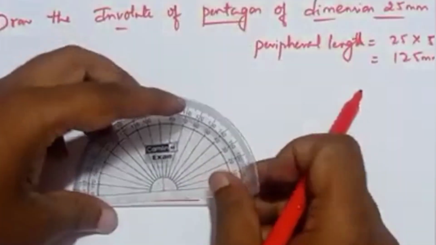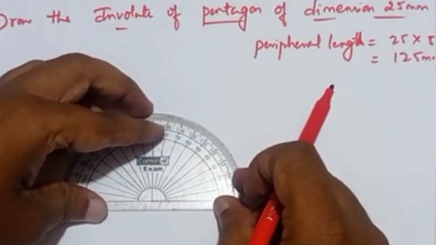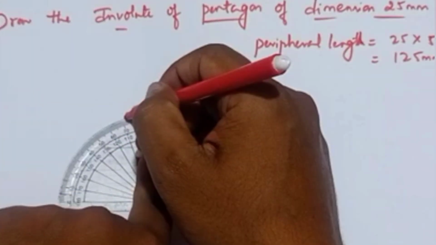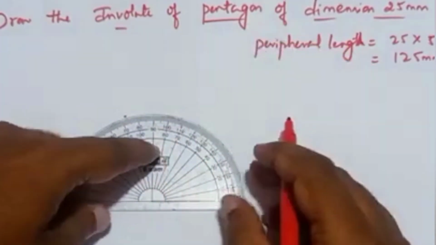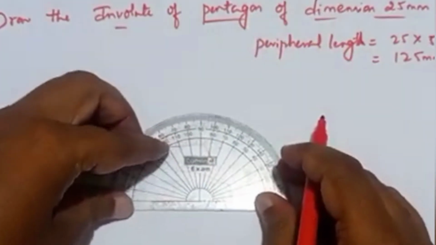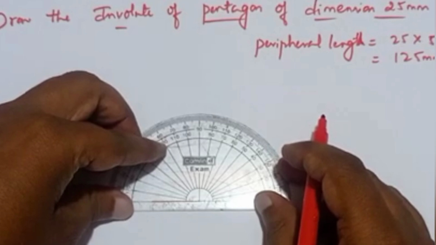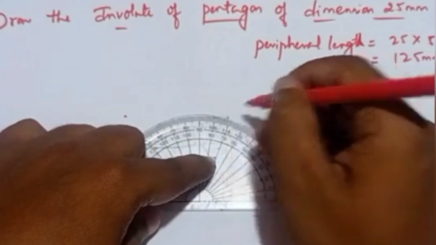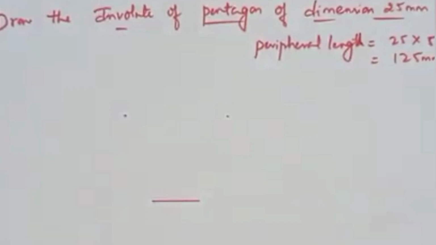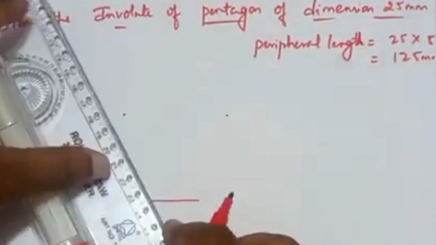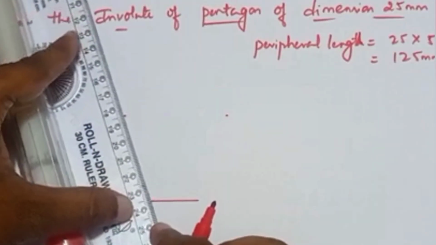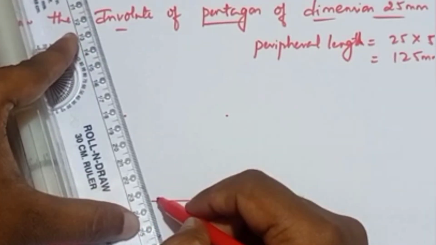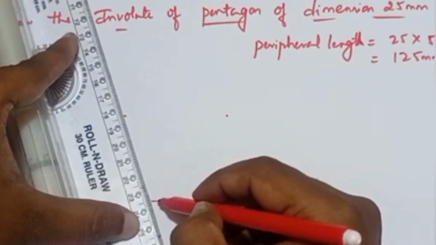Then I will use the protractor, and externally we have to mark an angle of 72 degrees here. And on this side also, do the same way. Externally I will mark an angle of 72 degrees. In order to construct the pentagon, we know the external angle is 72 degrees. Now draw a line passing from that corner point along that angle line. The length will be 25 mm.